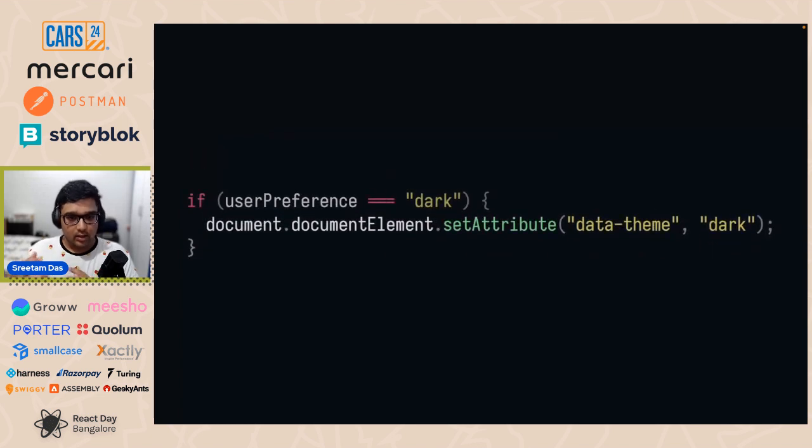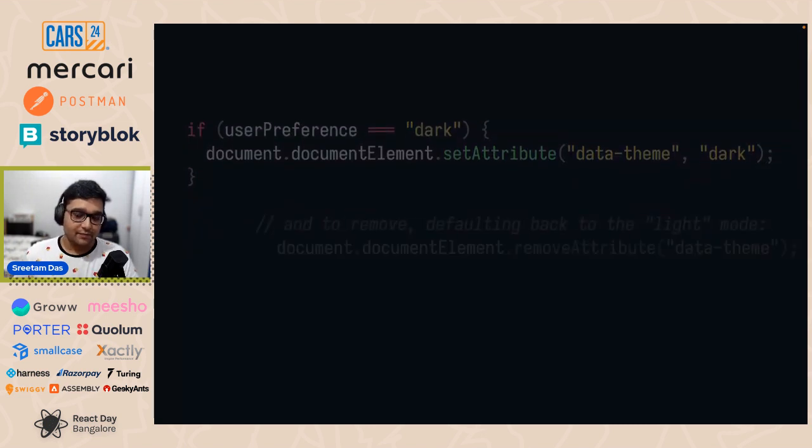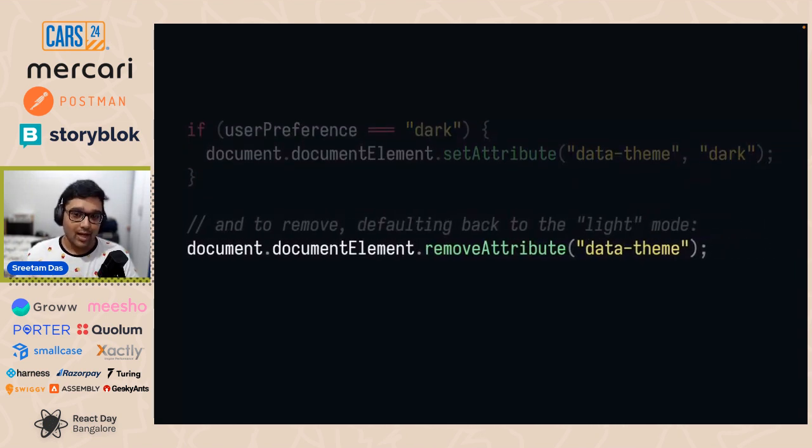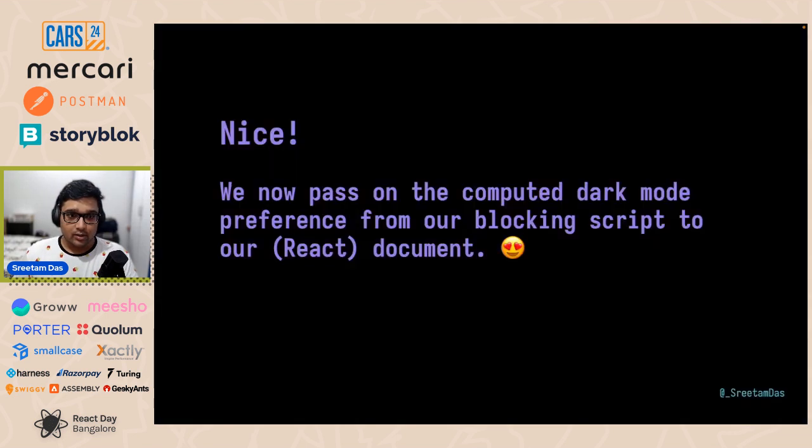Here's how you would actually set and change the attribute as well. So whenever the user toggles dark mode, we can add the data theme attribute, and then whenever they fall back to light mode, we can remove this particular attribute. Sweet. We can now pass on the computer dark mode preference from our blocking script to our document.